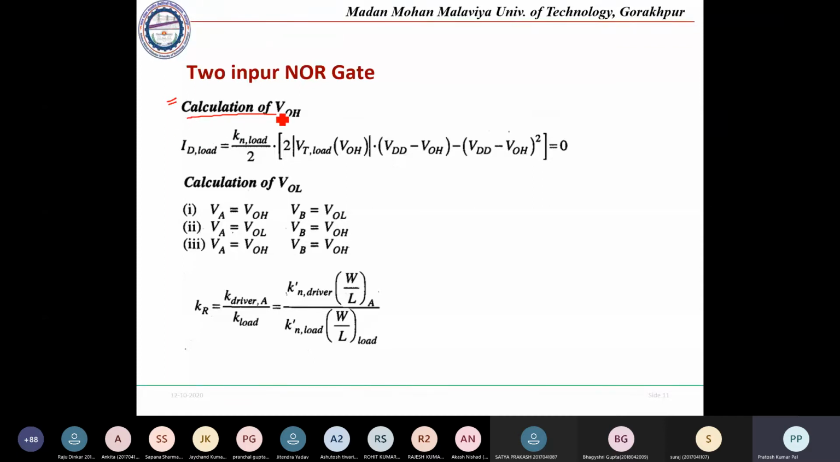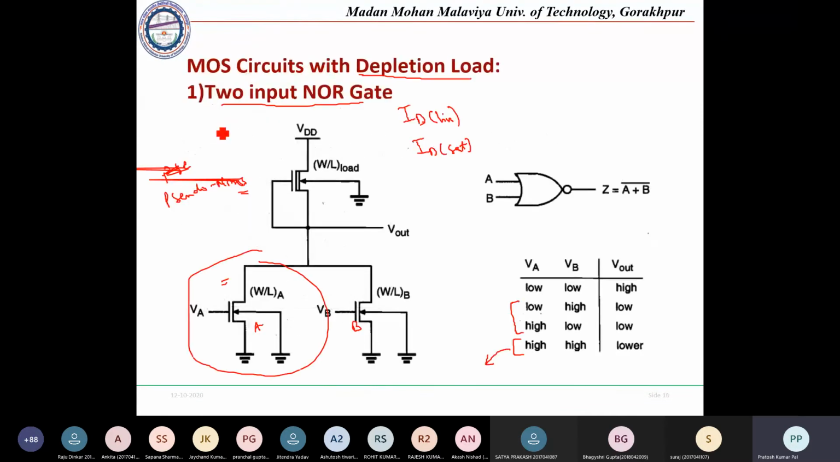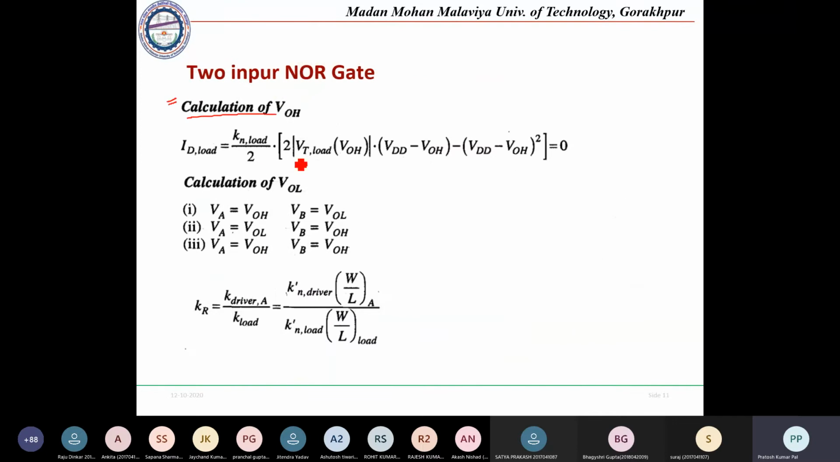In the case of the VOH value, VOH will be used when we are getting the high output. VOH means output high. So output high is when both the inputs are low. When both the inputs are low, that means these are off. So whatever current is flowing through these transistors will be equal to 0, because these two transistors are on, and that only will be equal to this value. So we will be equating.